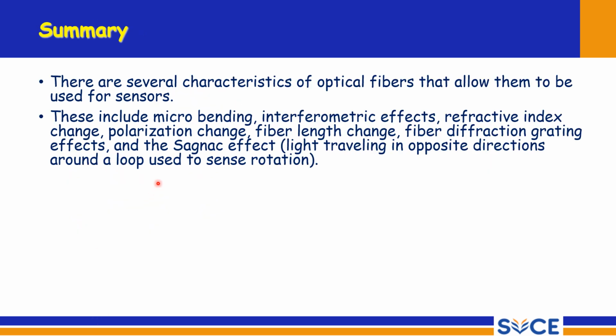Coming to the end of this topic, there are several characteristics of optical fibers that allow them to be used for sensors. These include microbending, interferometric effects, refractive index change, polarization change, fiber length change, fiber diffraction grating effects, and the Sagnac effect, light traveling in opposite directions around a loop, used to sense rotation. So that is the Sagnac effect.